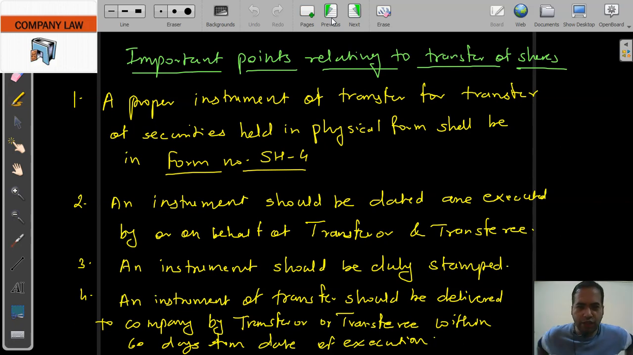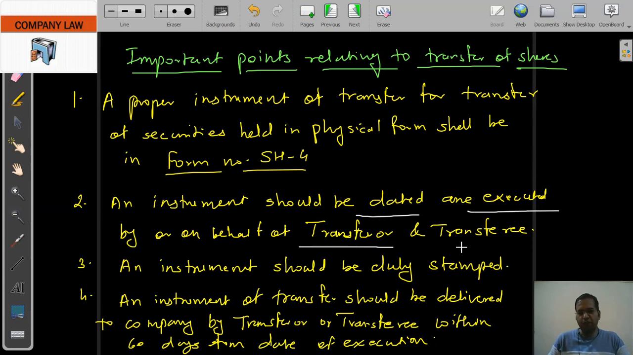Okay, so if the shares are held in the demat account, then the Depositories Act will be applicable. But when the shares are in the physical format, then these provisions should be made applicable. So form number SH4 should be duly executed. It is a kind of instrument of transfer. The pro forma of the form should be as prescribed under the rules. Then that instrument should be properly dated and executed, signed by both transferor and transferee.